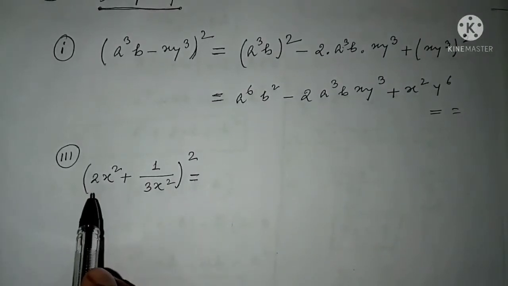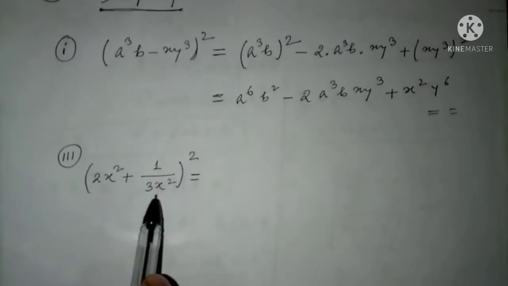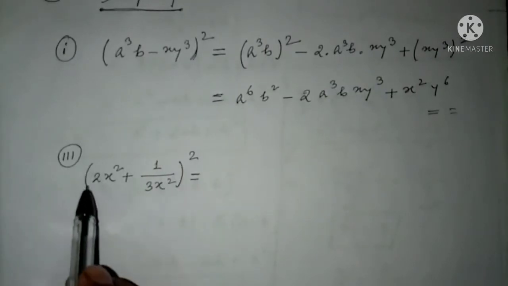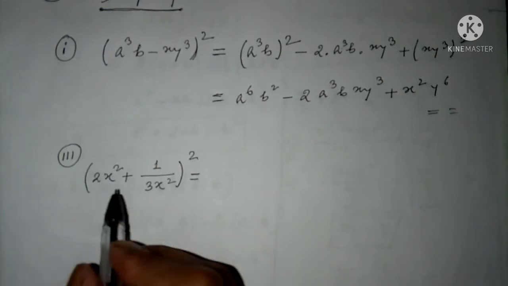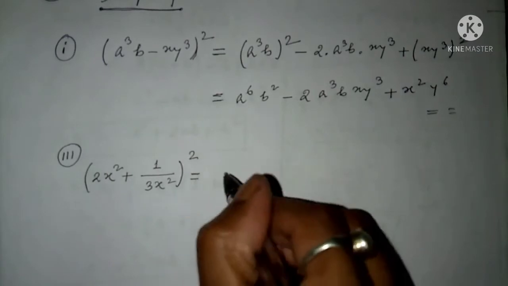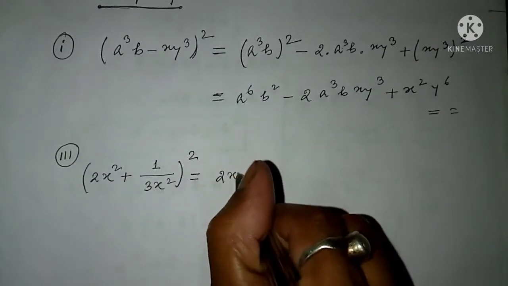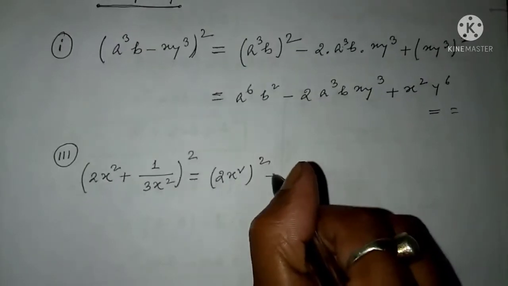Now we have the third question here, that is 2x square plus 1 by 3x square, whole square. So we need to simplify this one. The same procedure, we will expand this one. First of all we need to write the square of first term. Your first term is 2x square, and you write the square of first term. Then that is your plus.